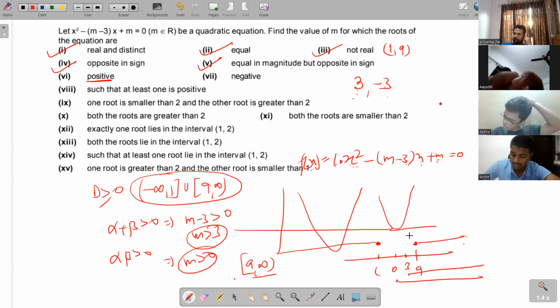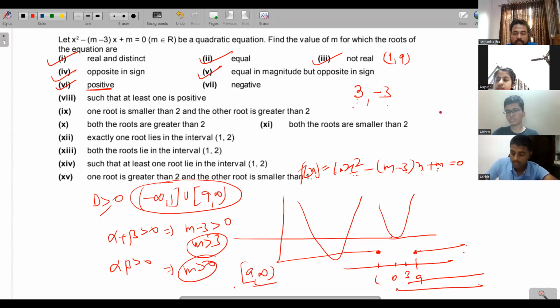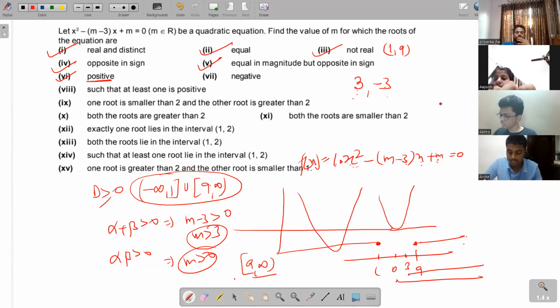Sir, in the seventh one, 0 to 1, closed at 1. Correct. Sir, why can't we take 3 to infinity? Because from 3 to 9, nothing is common. See, if you take from 3 to infinity, then in that case, this will not satisfy. Okay, sir.